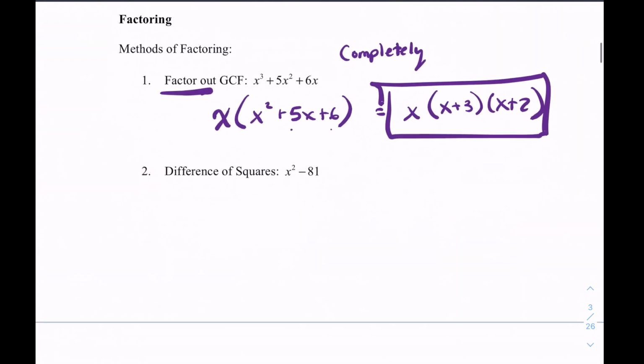Difference of squares factors to conjugate pairs. Conjugate pairs would be the same thing, opposite signs. 81 is a square, so we have 9 and -9. These things come up all the time, so know your squares and your cubes.